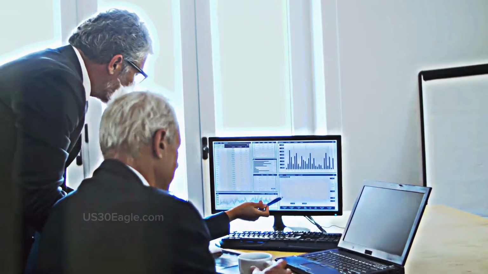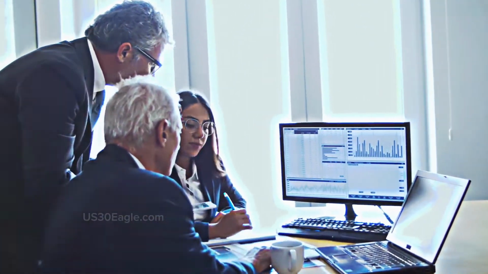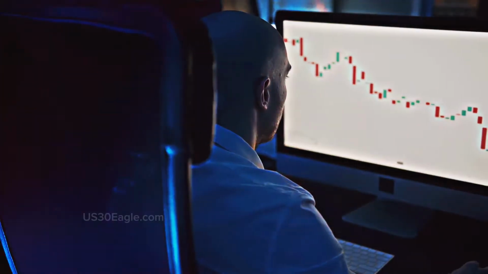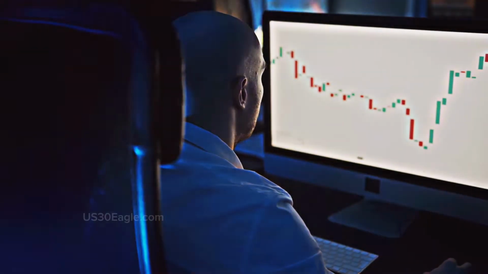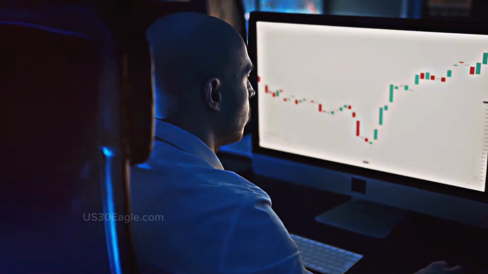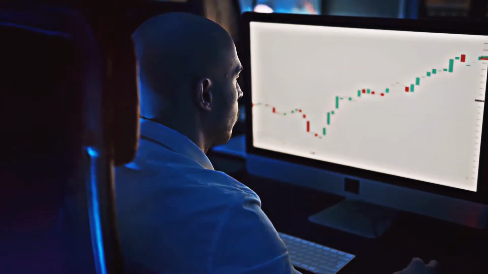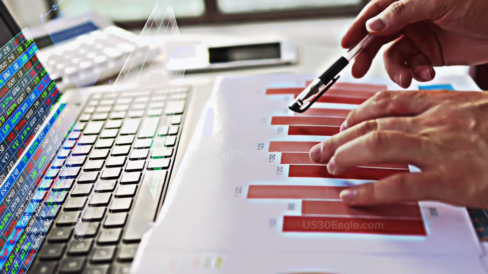Now, trend identification is like reading the pulse of the market. It's recognizing the rhythm, the pattern, and the general direction where the price is heading. Whether it's moving upwards, downwards, or sideways, being able to identify these trends is like having a compass in the vast ocean of trading. It provides you with a sense of direction, and it's absolutely vital to making informed trading decisions. So, how do you identify a trend, you might ask?